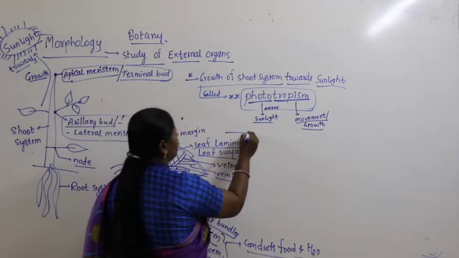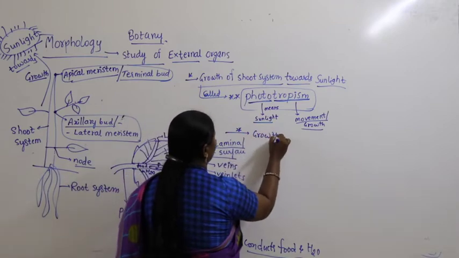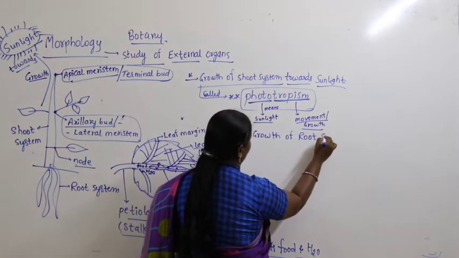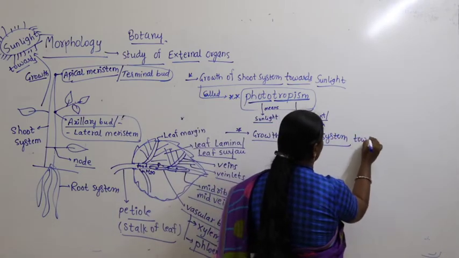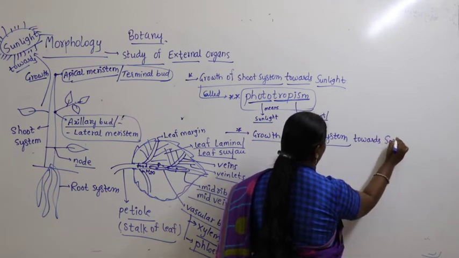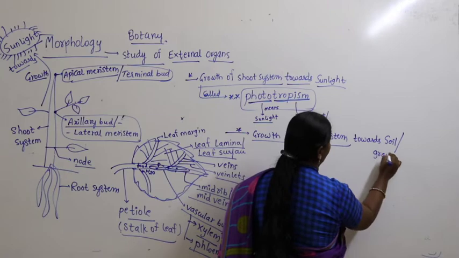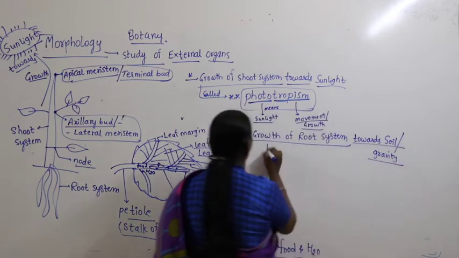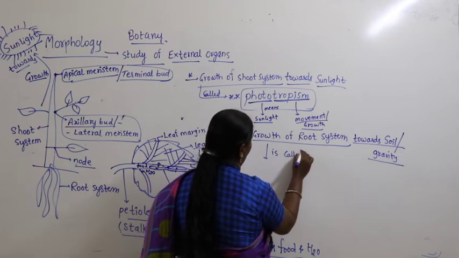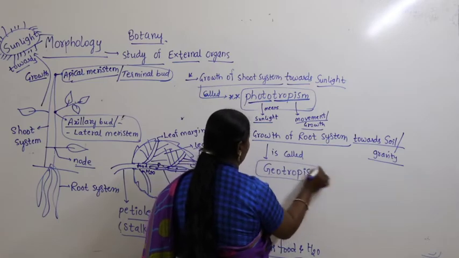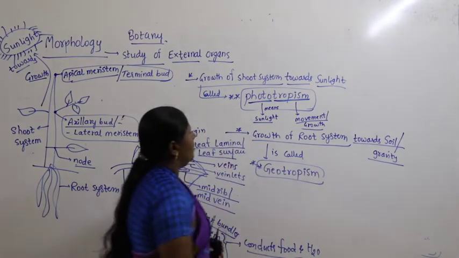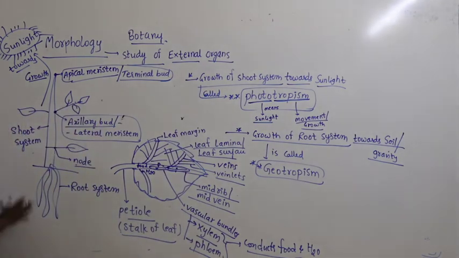Right. Similarly, we write growth of root system, it is towards soil or towards gravity. It's called geotrophism. What's the meaning of this? So, this is nothing but the soil. So, this is fully what we find here is soil.